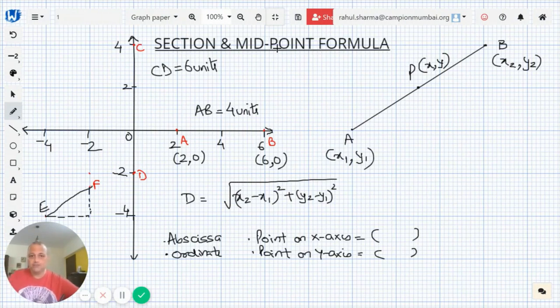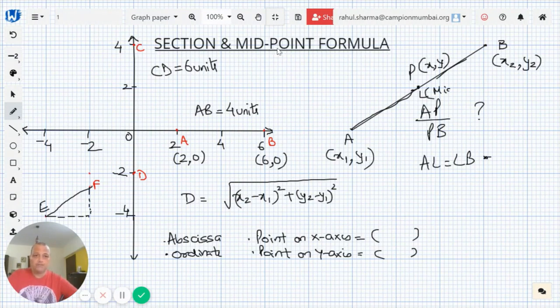Now let's say there are 2 points A and B, and there's a point P, which is (x, y), somewhere on this line. I need to find the ratio between AP and PB. What's this ratio? How do I find that out? Distance formula won't help me. Let's say I have to find point L, which divides AB in equal parts, which means AL and LB are equal, which means L is the midpoint. How do I find that? That is what we learn in this chapter, which is the section and midpoint formula.